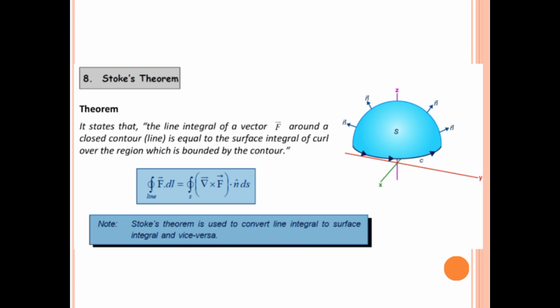Next one, Stokes theorem. This theorem is the opposite of the Gauss divergence theorem. Here the closed integral is a line integral, so we convert the line integral to a surface integral, or from a surface integral into a line integral, where we apply Stokes theorem. The statement of Stokes theorem is that the line integral of a vector F around a closed contour is equal to the surface integral of the curl over the region bounded by the contour. That is, closed line integral F dot dl is equal to closed surface integral del cross F dot n cap dS. So mostly this theorem is a very important one.